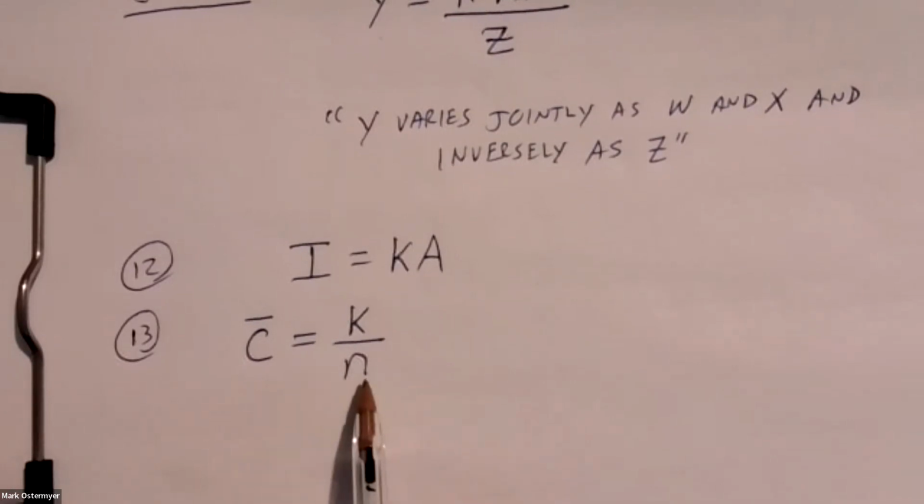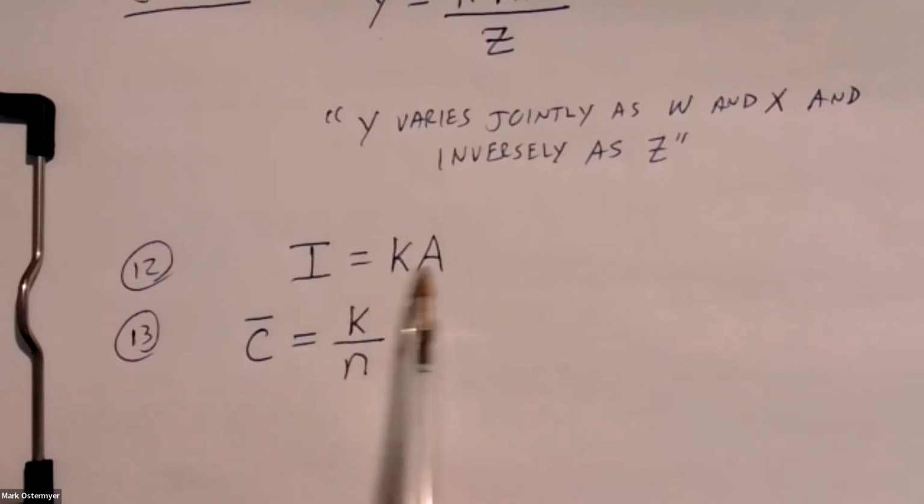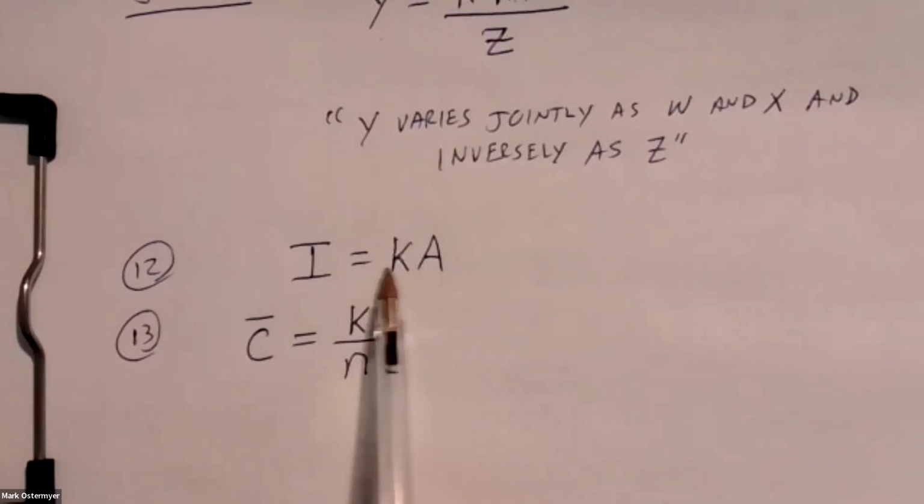Notice when you see the word inversely, you're always going to have a variable in the denominator of a fraction. If you don't see the word inversely anywhere, you'll never see a variable appearing in any denominator of a fraction. That's the answer for number 13.